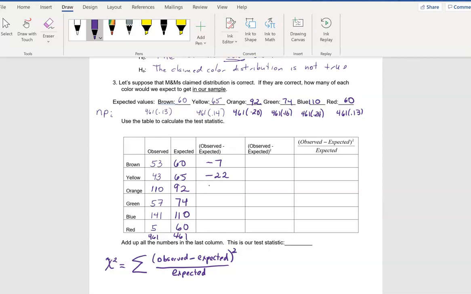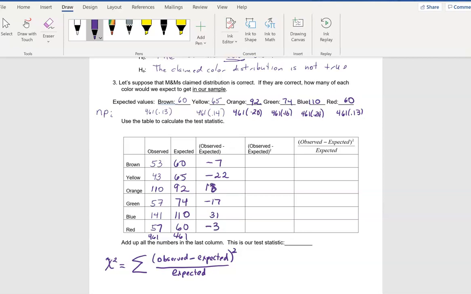110 minus 92 is 18. 57 minus 74 is -17. 141 minus 110 is 31. And 57 minus 60 is -3. And again, this is 18.